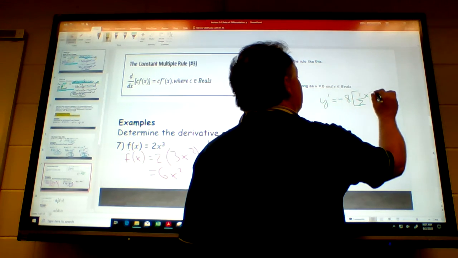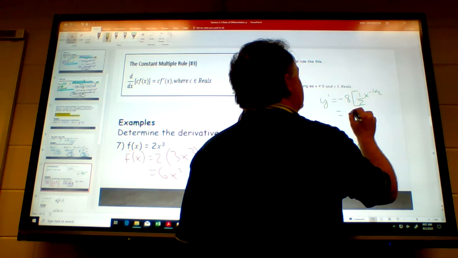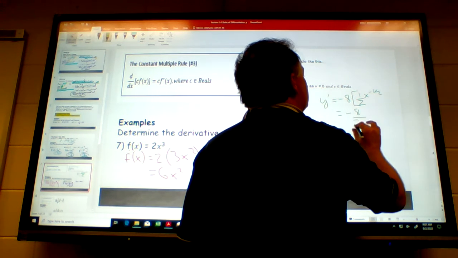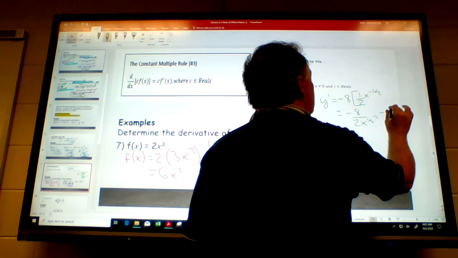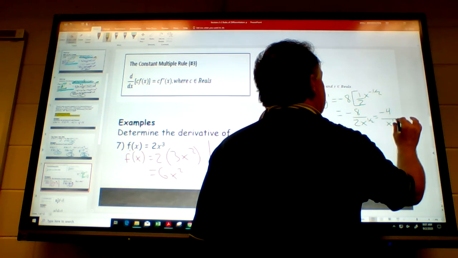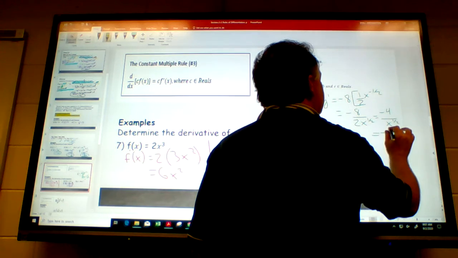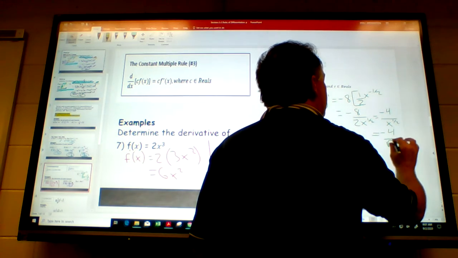X to the -1/2. Well, when we simplify that, it's going to be -8 over 2x to the 1/2, which is -4 over x to the 1/2. Now, you can also write it as -4 over radical x.